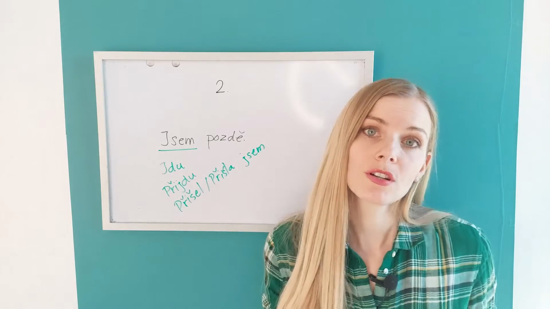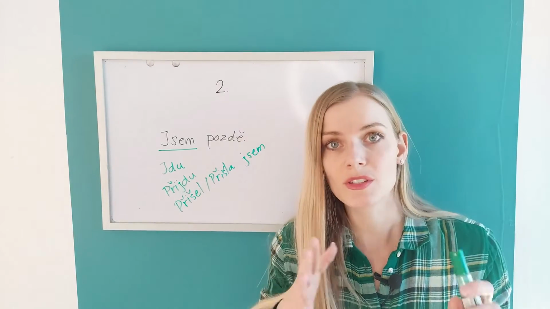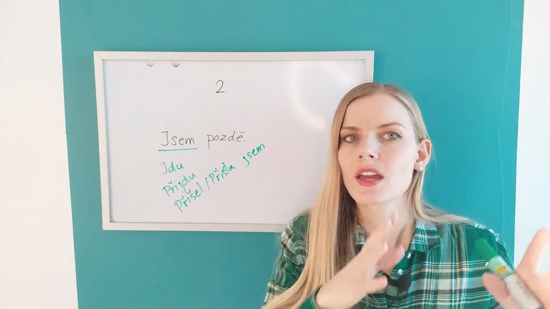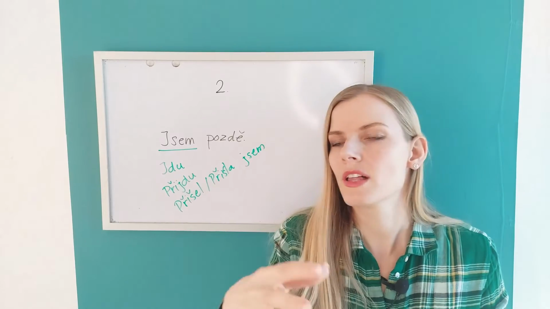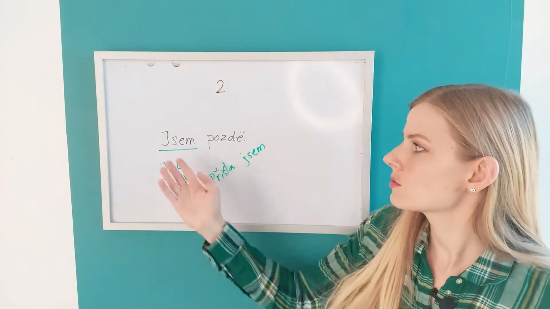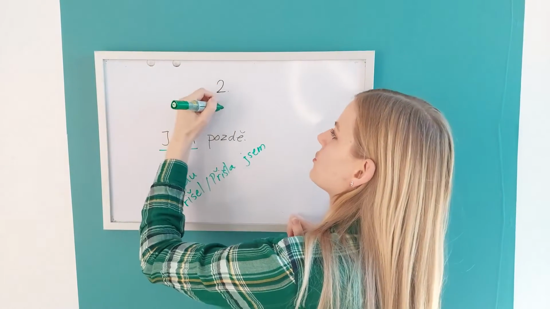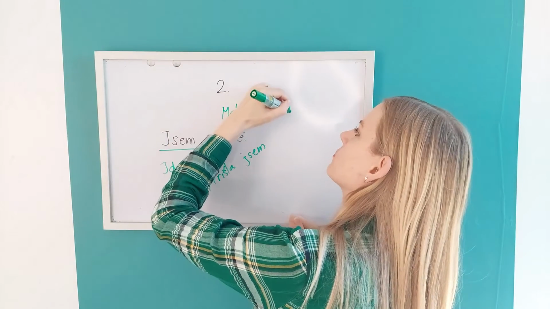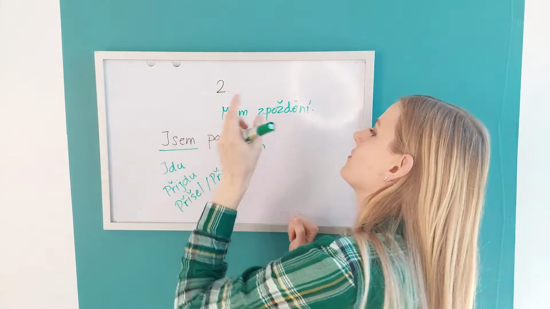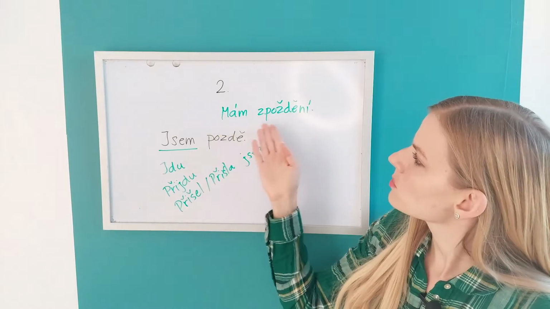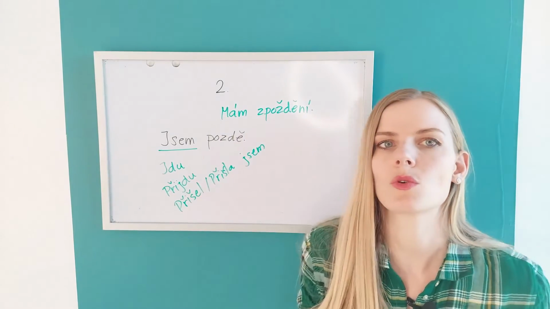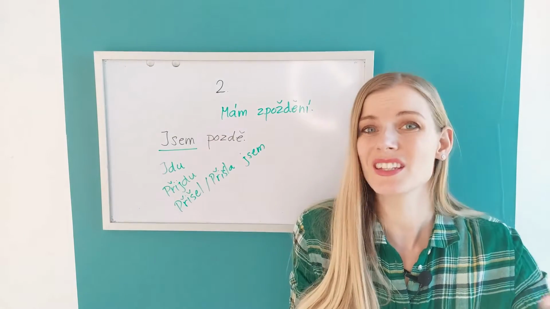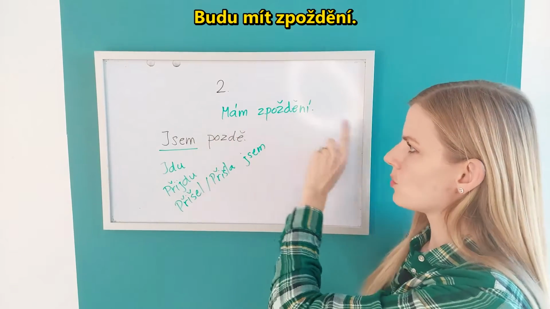The other option is to use the verb to have, but then you have to say literally I have a delay or I will have a delay, etc. So you could say mám zpoždění if you want to let other people know I have a delay, I'm delayed, mám zpoždění. Or you want to let other people know I'll be delayed, budu mít zpoždění.